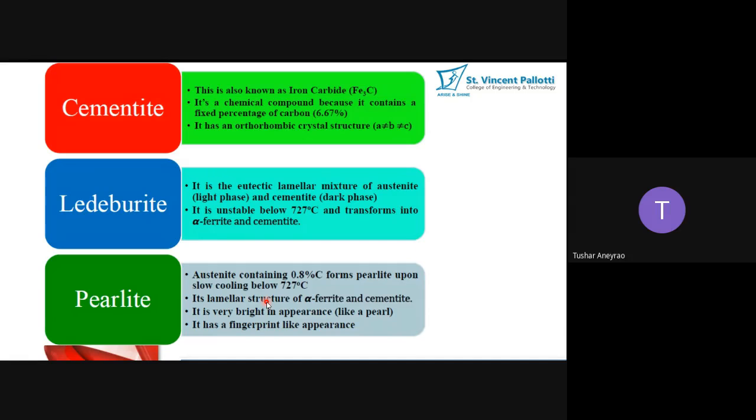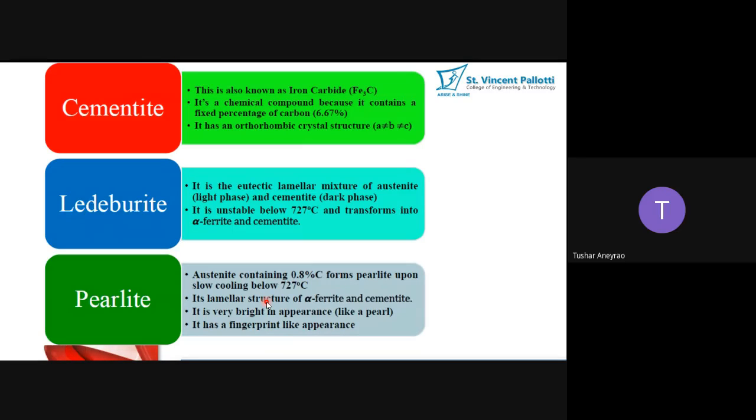So ledeburite is the eutectic mixture. Now we have seen the eutectic reaction. What is meant by eutectic reaction? Eutectic reaction means easily meltable, that thing we have seen, right? So ledeburite is the eutectic mixture, meaning the liquid is getting converted into alpha plus beta. Eutectic means alpha plus beta. So 50% alpha, 50% beta is called the eutectic mixture. So ledeburite is the eutectic mixture.